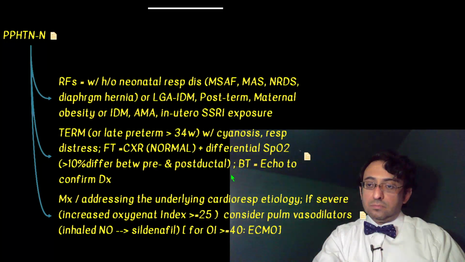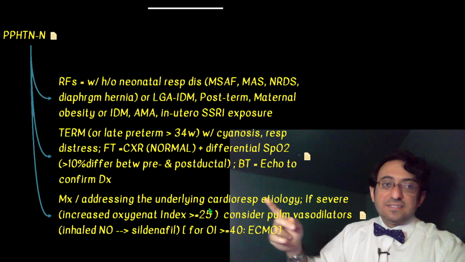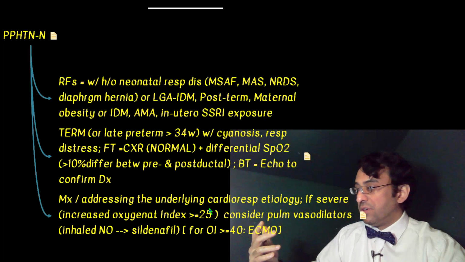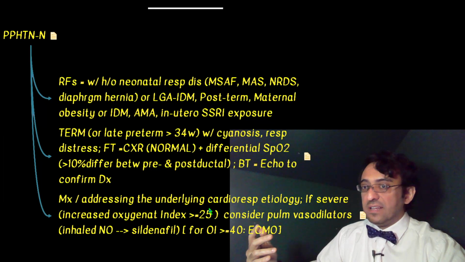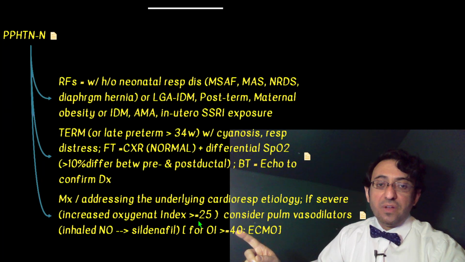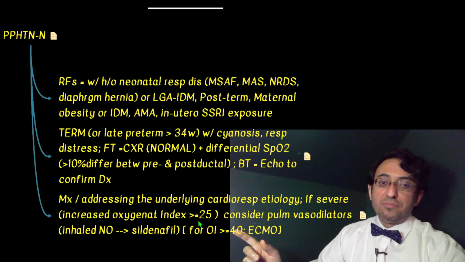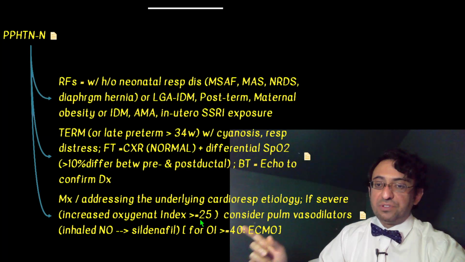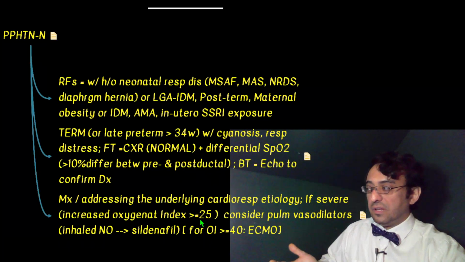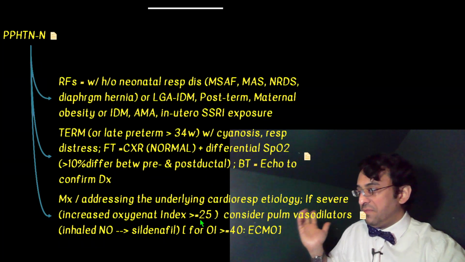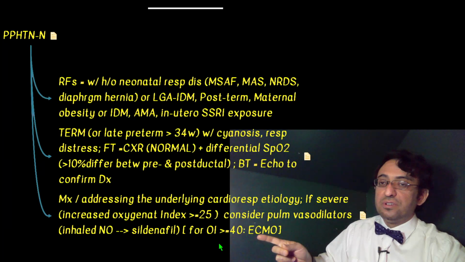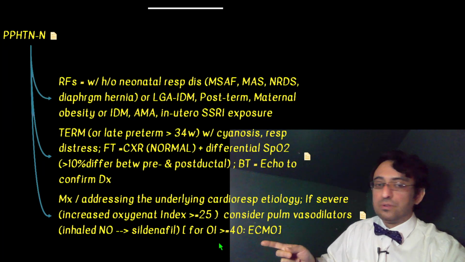And so based on this, we have some values. For example, we say oxygenation index less than 25 is considered mild and usually requires supportive care and addressing the etiology, while oxygenation index greater than 25 usually requires use of pulmonary vasodilators. Do you remember some pulmonary vasodilators? Inhaled nitric oxide, and the next step will be sildenafil if it doesn't work. And finally, if it is very severe, which is an oxygenation index greater than 40, we may consider use of extracorporeal membrane oxygenation or ECMO.